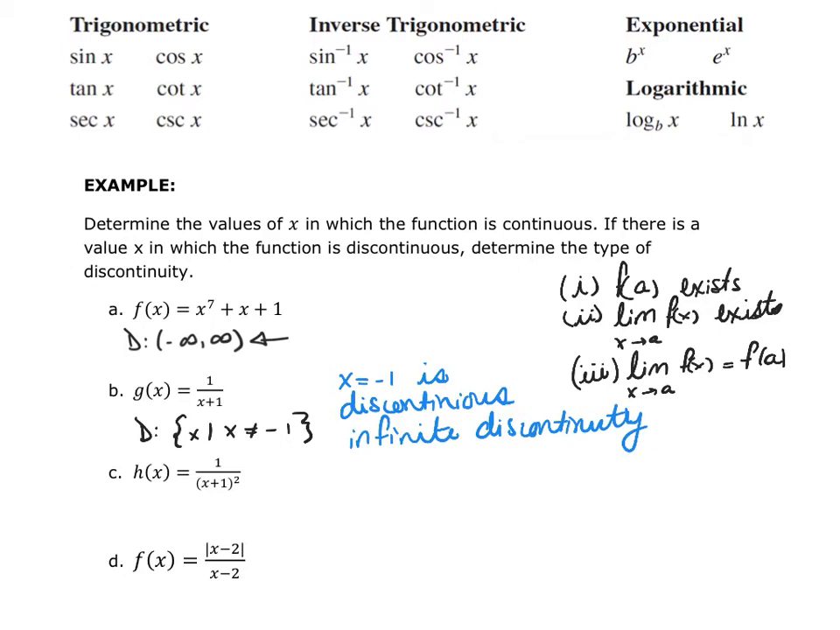Okay, so taking a look at C, the domain for C is x such that x does not equal -1. And on its domain, f of a will exist. The limit of f of x will exist, and the limit as x approaches a of f of x will equal f of a on its domain. The place of discontinuity is the same as up above. So this is discontinuous, and it's an infinite discontinuity.